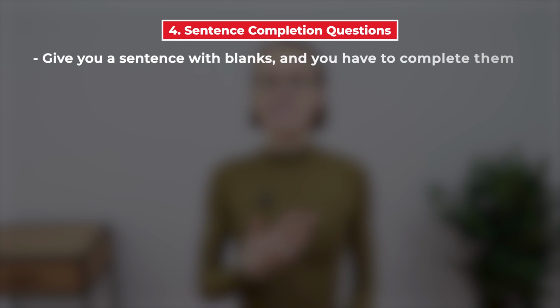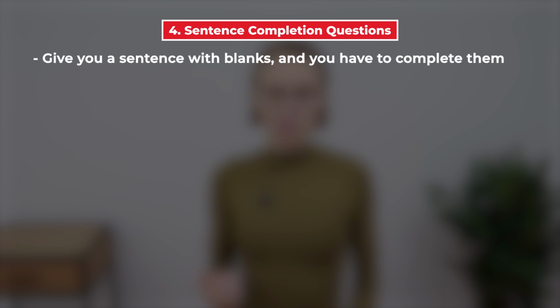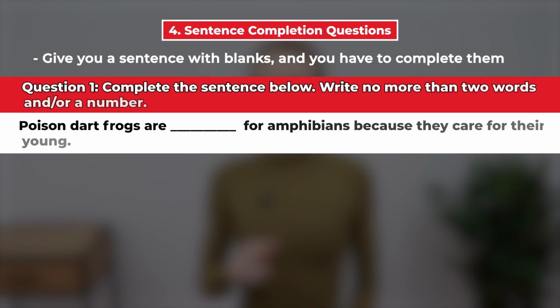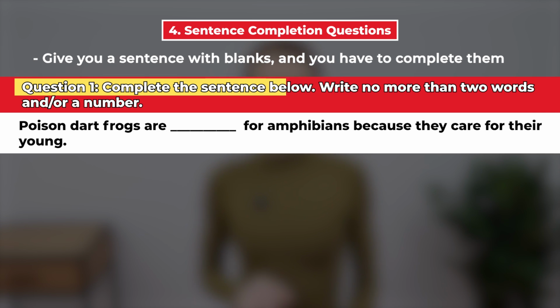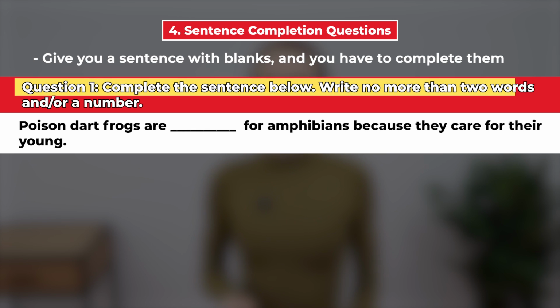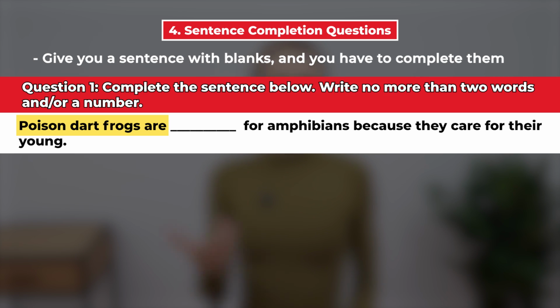We will move on to sentence completion questions. As the name suggests, these questions give you a sentence with blanks, and you have to complete them. You can see an example here. Question 1. Complete the sentence below. Write no more than 2 words and/or a number. Poison dart frogs are, and here is the gap, for amphibians because they care for their young.